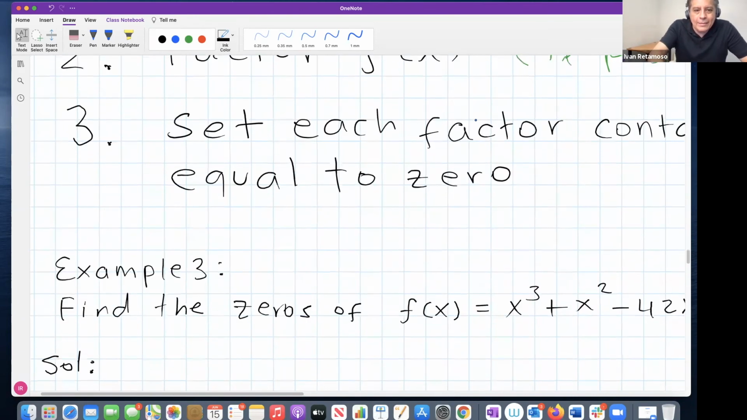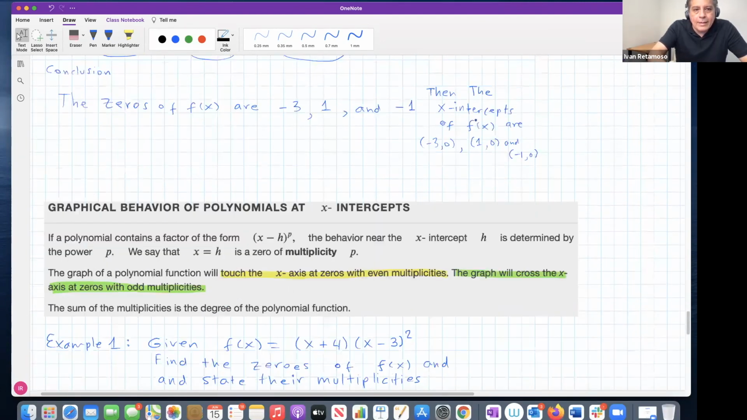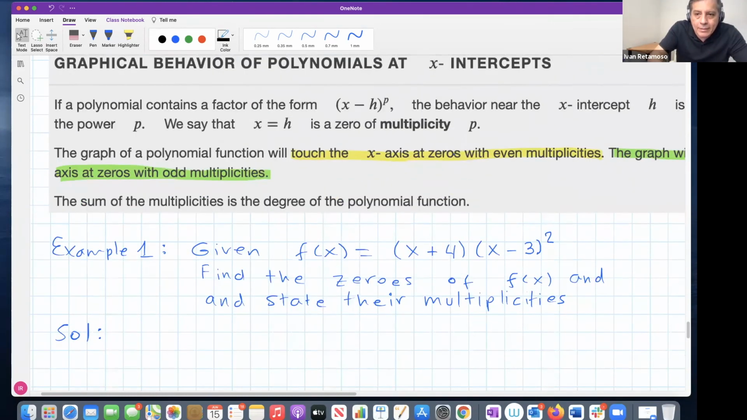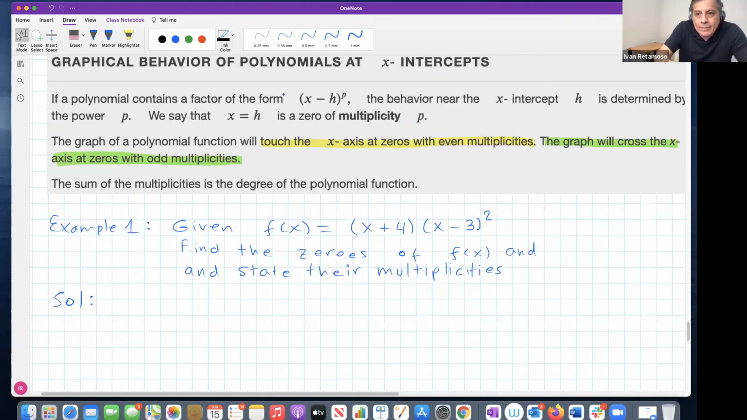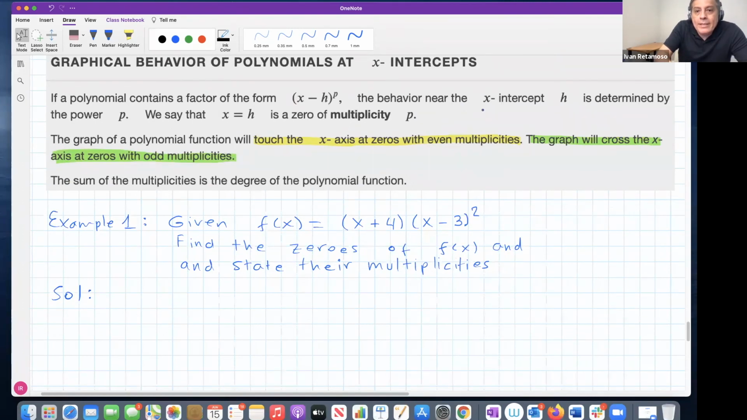Now let's look at the relationship between the zero of a polynomial function and the x-intercept when you look at the graphs of the functions. Graphical behavior of polynomials at x-intercepts, okay? So let's try to catch this. It says, if a polynomial contains a factor of the form x minus h raised to p, let me make it a little bit bigger. Yeah, that's better. The behavior near x-intercept h, right, this guy, is determined by the power p, by this exponent. We say that x equals h is a zero of multiplicity p.